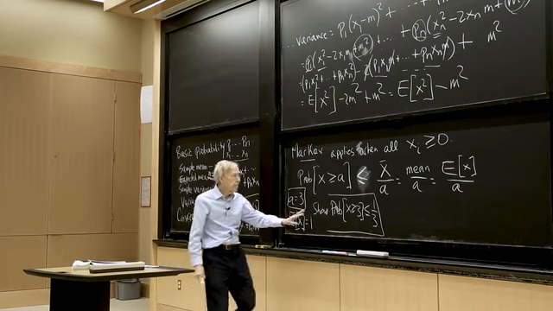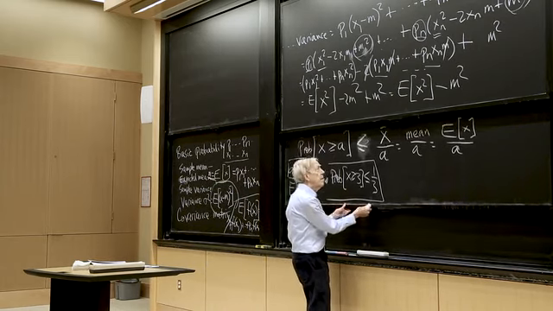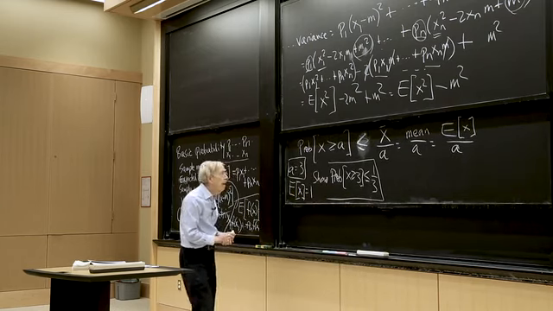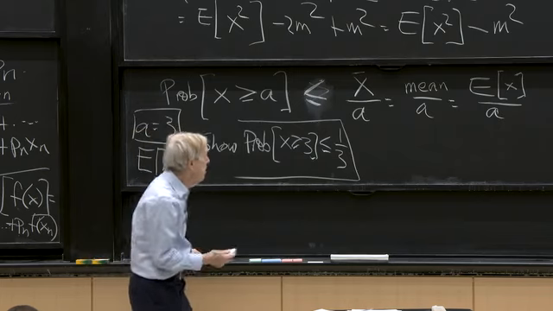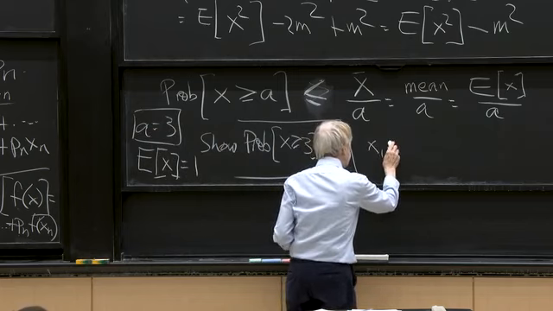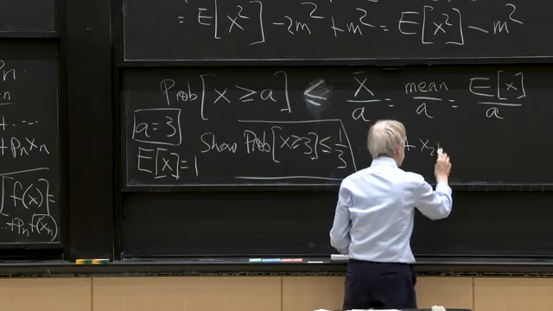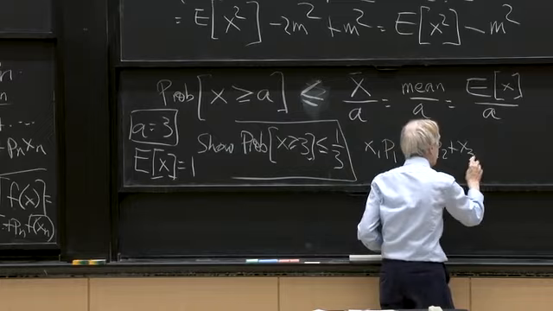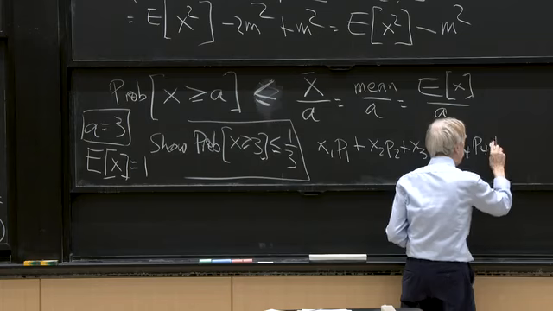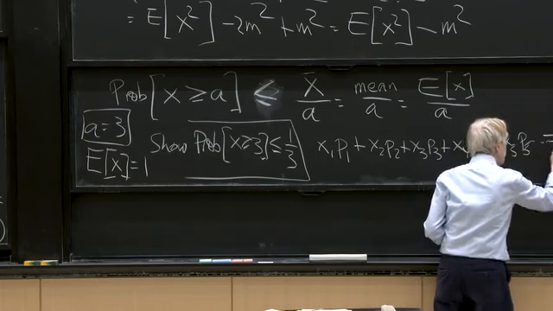Okay. All right. So let me raise that a little so that I have room to write. So what do I know? I know the definition of the mean. So I know that x1 times p1 plus x2 p2 plus x3 p3, allow me to get carried away here, x5 p5, say, is what?